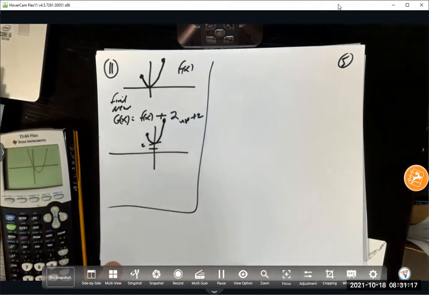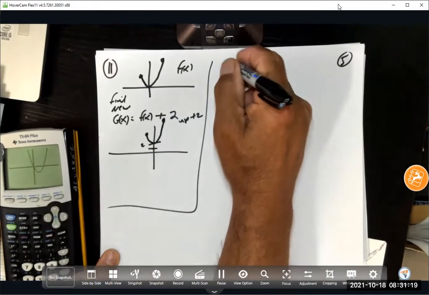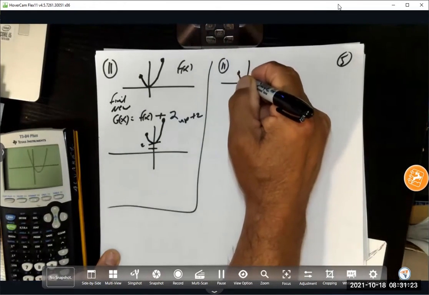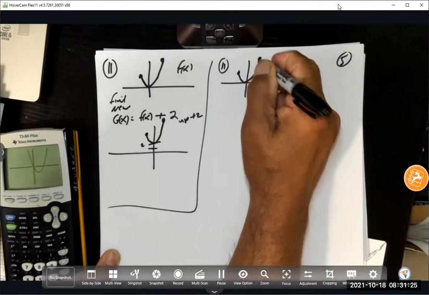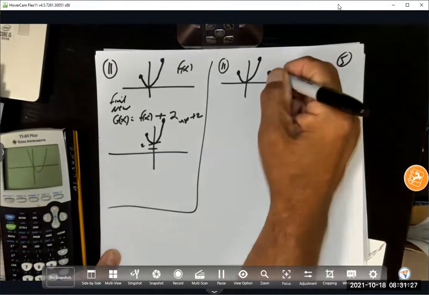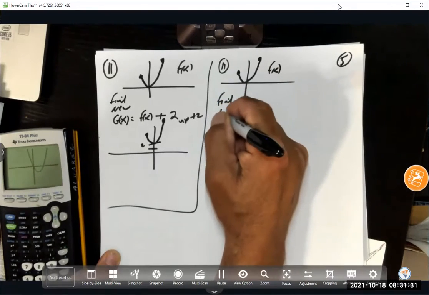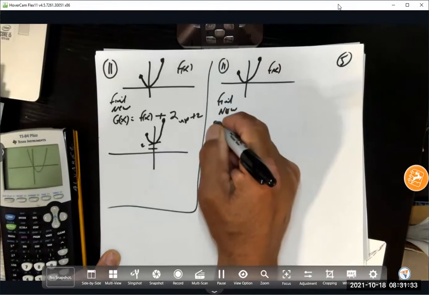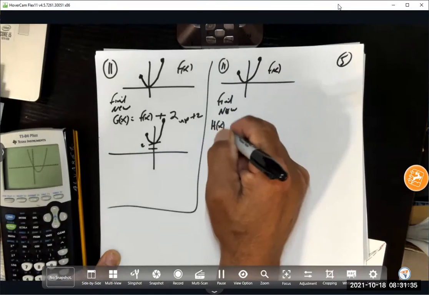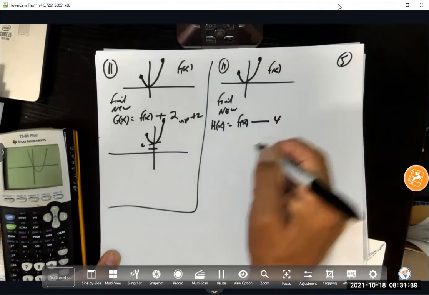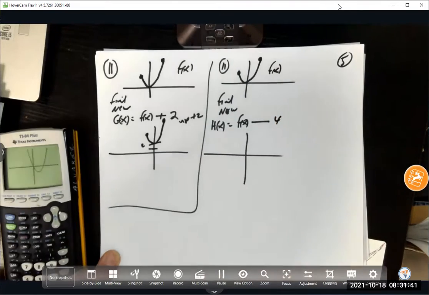All right, now same picture. Let's do it again. Let's say the picture starts again. So now it's f of x again. This time I'm gonna say find the new one. Okay, what's the new one gonna be? The new one's gonna be h of x. Let's call it that. It's gonna be f of x subtract the 4. What is it gonna do to this graph?